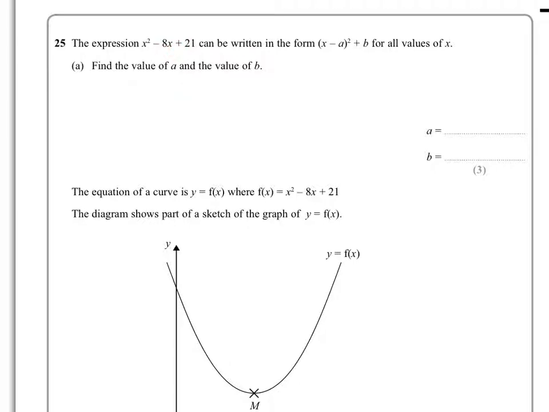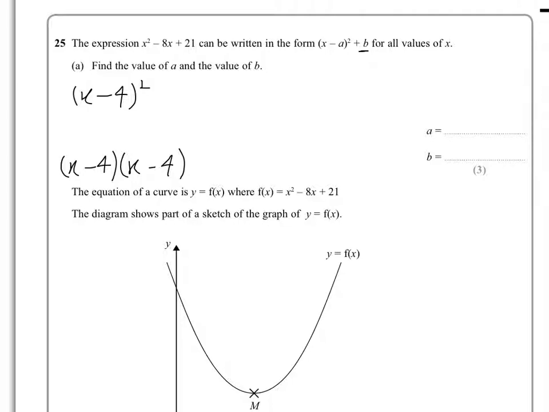So if I just show you by example, half of minus 8 is minus 4. So that first bit will become x minus 4, all squared, so this is the completing the square bit. Now the thing that you need to think of in order to work out what this b part will be: if we think x minus 4 squared, essentially that's the same as x minus 4 times x minus 4. So when we multiply this out, what would we get?